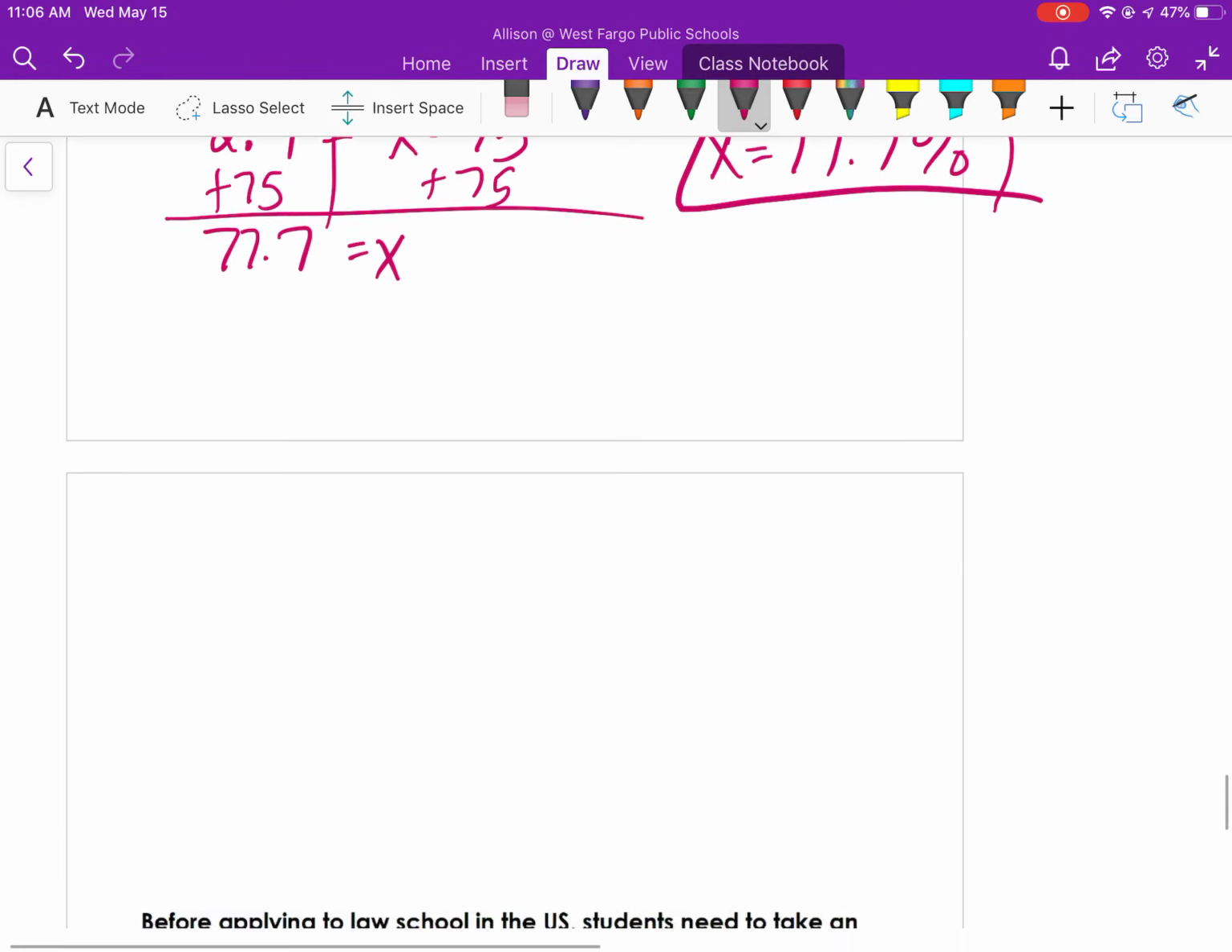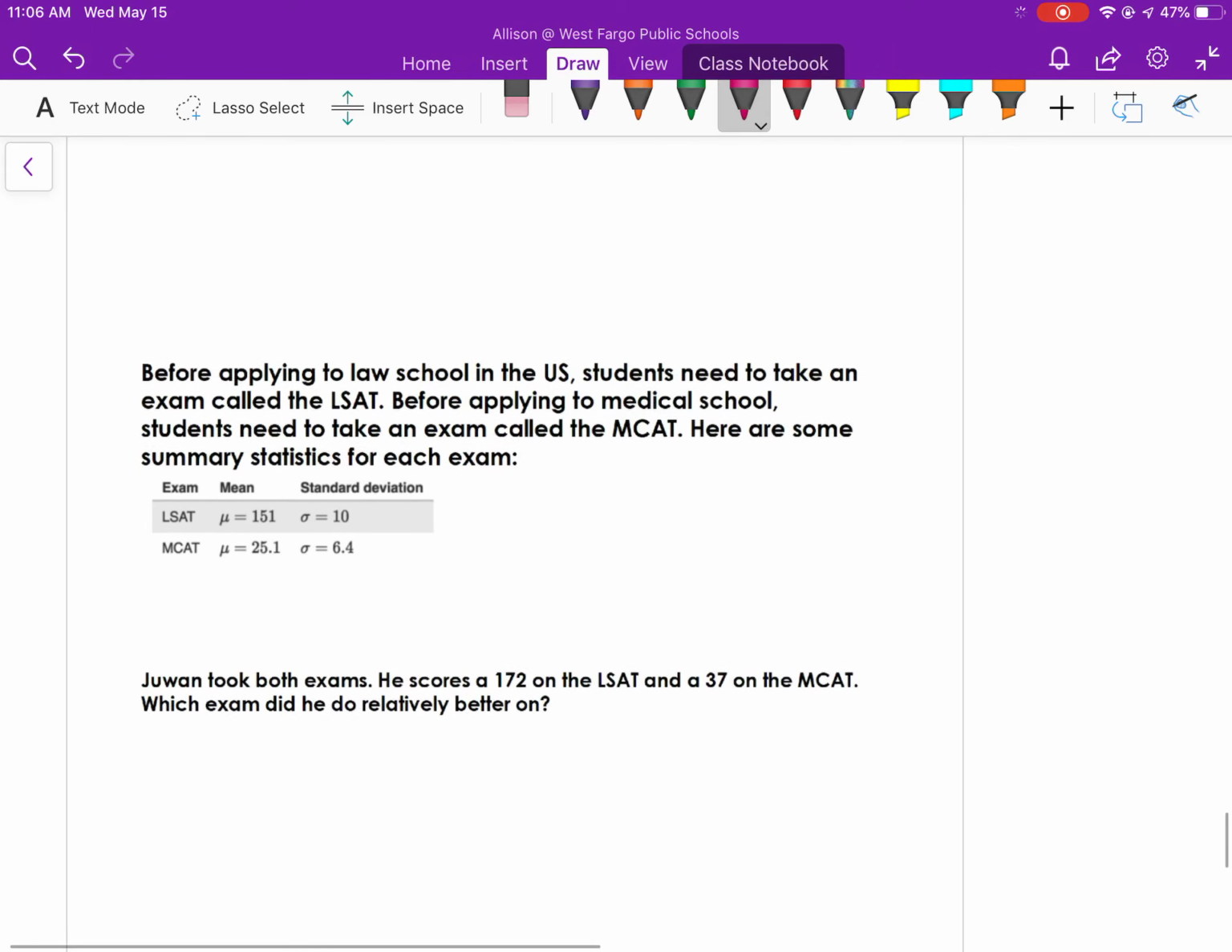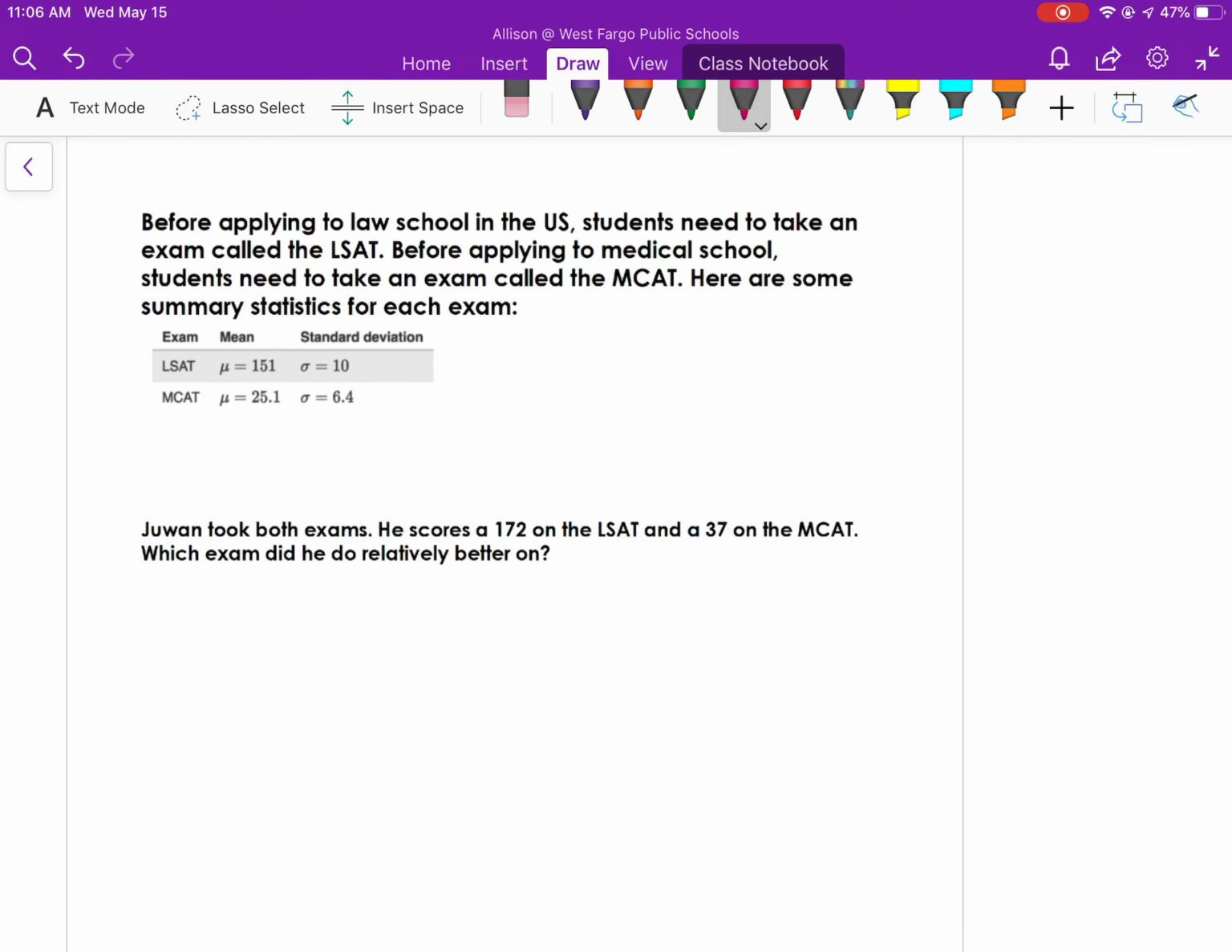All right, I think that's it. Oh, there's one more here. It's kind of the same idea. This one is: before applying to law school, you need to take the LSAT, and before applying to med school, you have to take the MCAT. So here are the statistics for that.